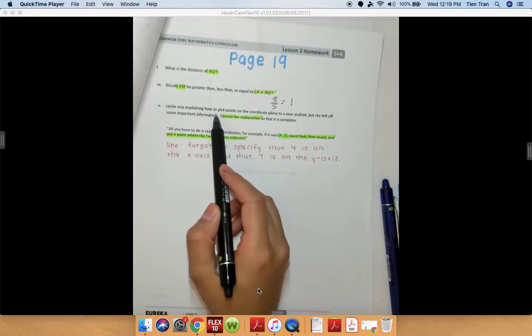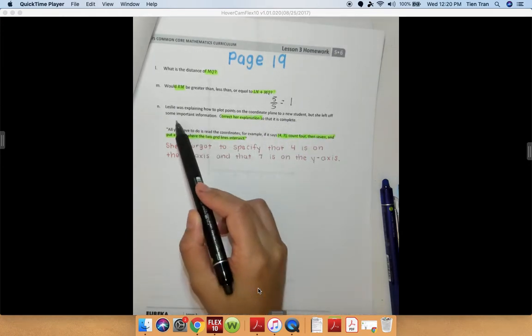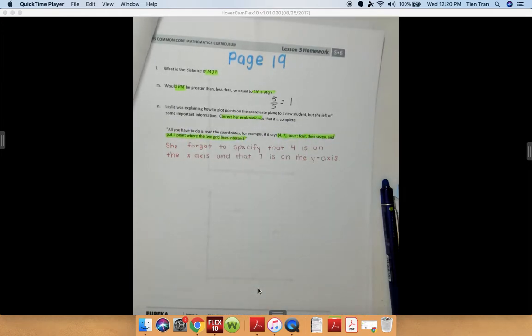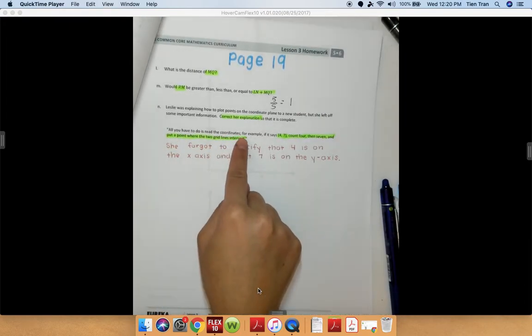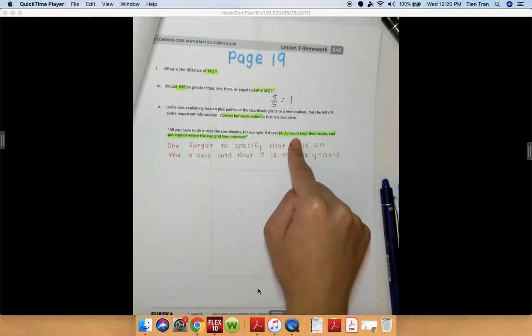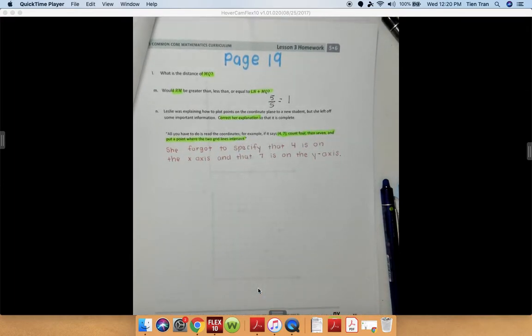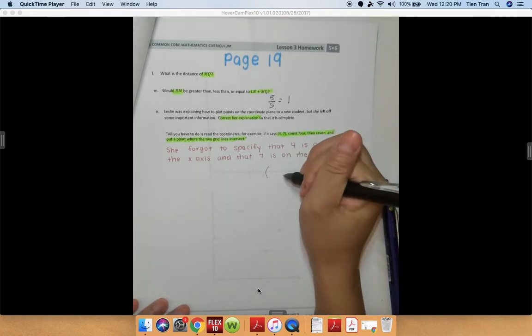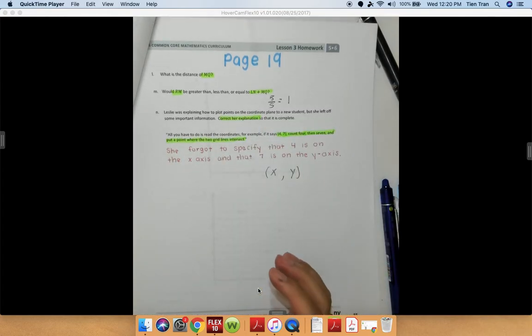Now, Leslie was explaining how to plot points on the coordinate plane to a new student, but she left off some important information. Correct her explanation so that it is complete. All you have to do is read the coordinates. For example, if it says 4, 7, count 4, then 7, and put a point where the two grid lines intersect. So she did not specify that 4 is on the x-axis and that 7 is on the y-axis. You need to make sure that you're identifying that this is x and this is y, or you're going to get it completely off.